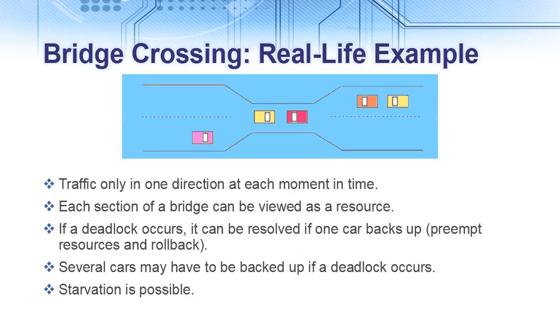Let's see a real life example. Bridge crossing. Here you can see the bridge. It is a narrow bridge on which one vehicle at a time may cross, in either direction. Traffic goes in only one direction at each moment in time. Each section of the bridge can be viewed as a resource. If deadlock occurs, it can be resolved if one car backs up, that is, preempts the resource and rolls back. Several cars may have to back up if the deadlock occurs. Then starvation problems occur.